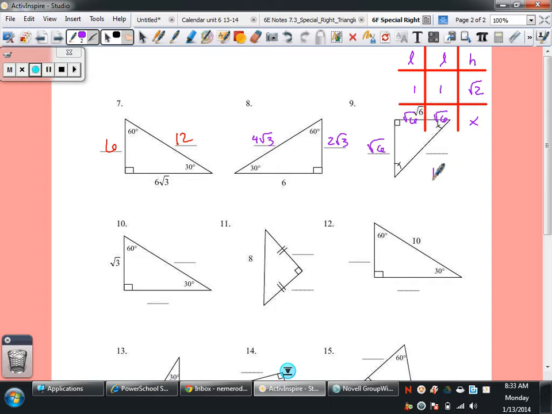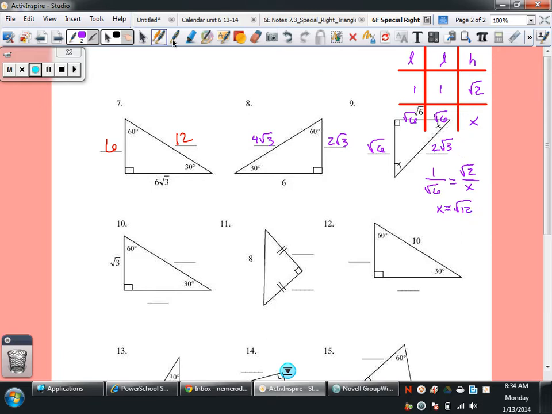And then we'll set this up as 1 over the square root of 6 equals the square root of 2 over x. And x equals the square root of 12. Now you need to be careful anytime you have a radical if you can simplify it. Here 4 is a perfect square that goes into 12. The square root of 4 is 2. So this is 2 square roots of 3.